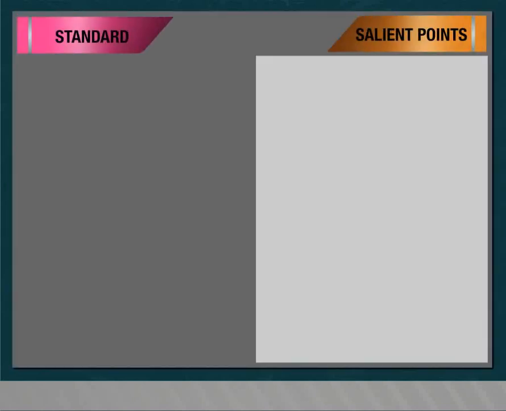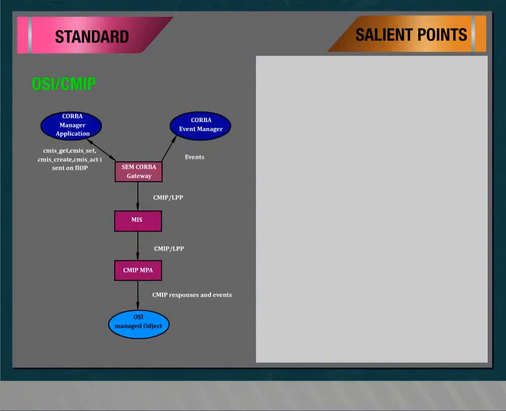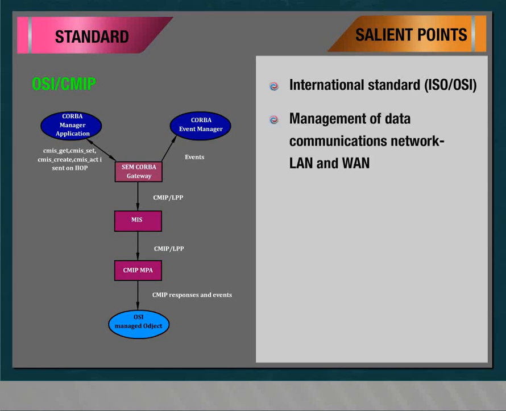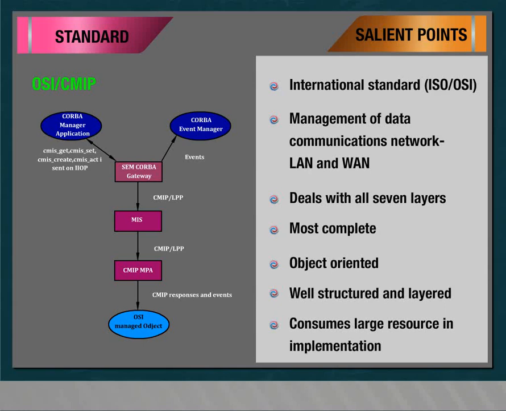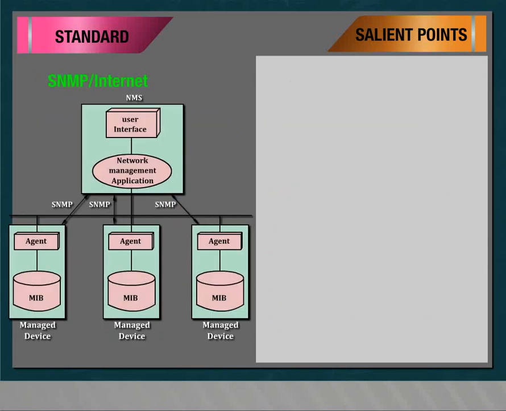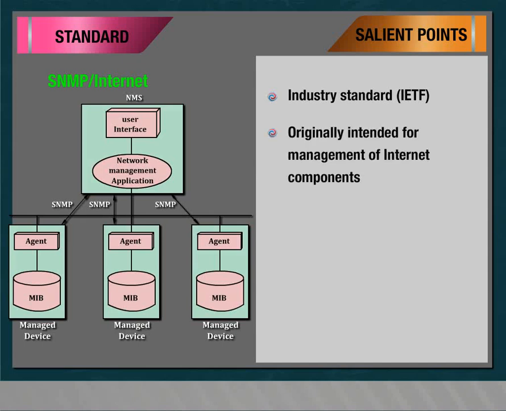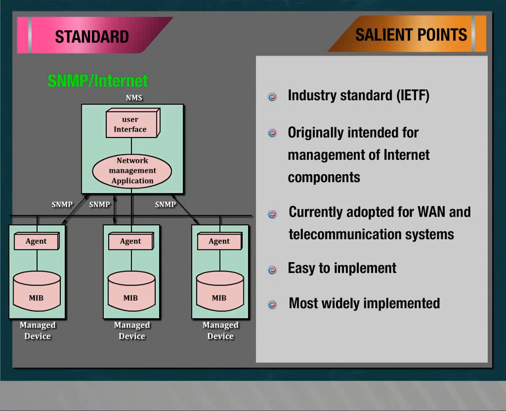Standard, salient points. OSI or CMIP: International Standard ISO or OSI, management of data communications network, LAN and WAN, deals with 7 layers, most complete, object-oriented, well-structured and layered, consumes a lot of resources in implementation. SNMP or Internet: Industry Standard IETF, originally intended for management of Internet components, currently adopted for WAN and telecommunication systems. Easy to implement, most widely implemented.